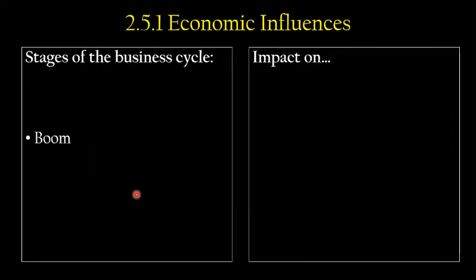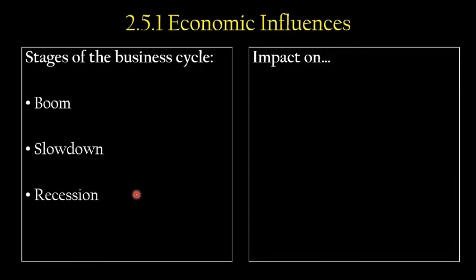And there are a couple of other stages because I've simplified things a bit. So the boom is when the economy is doing really, really well. The slowdown starts when the boom period starts to trend downwards. We then enter a recession where we have 2 consecutive quarters of negative GDP growth. In other words, if the economy shrinks for 6 months, that's called a recession. And then after the recession, we get a recovery.